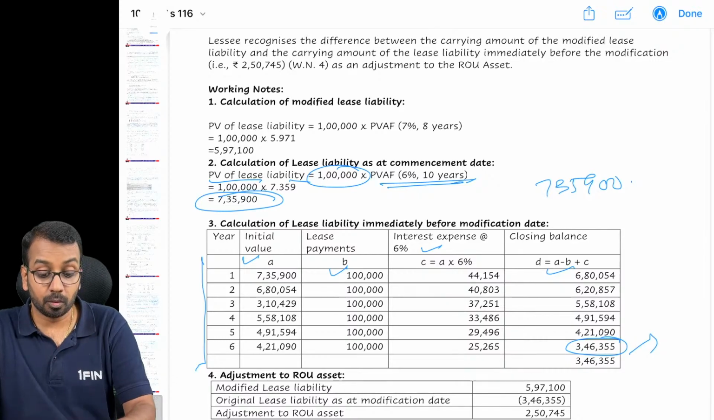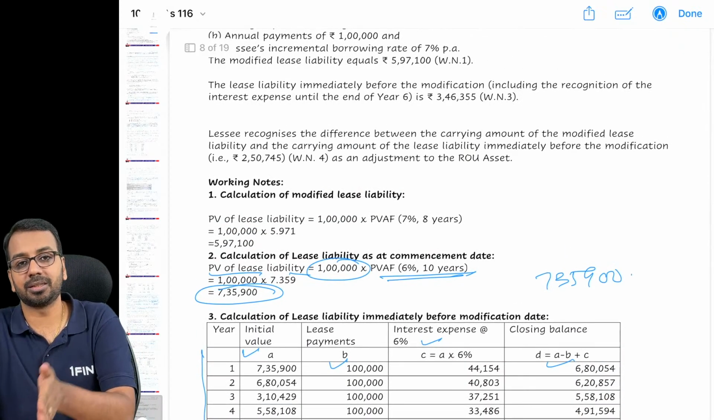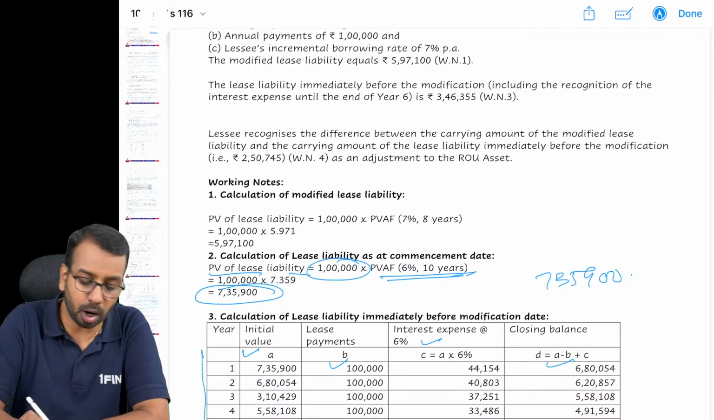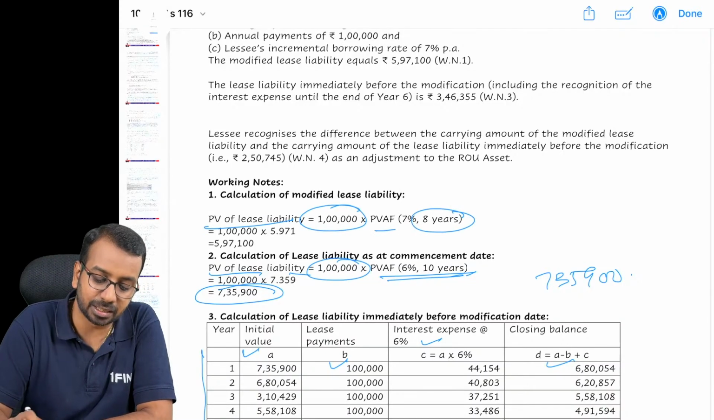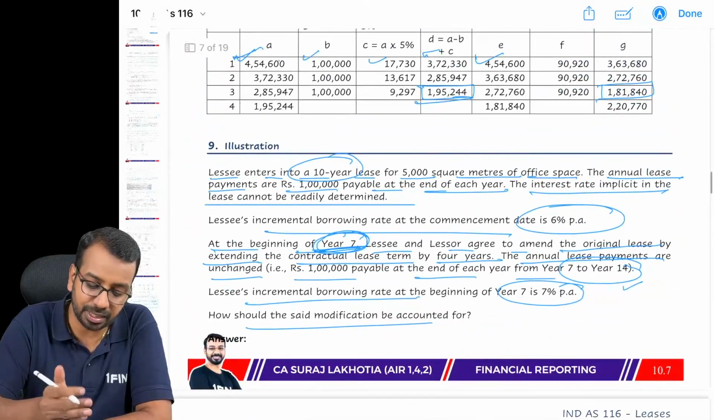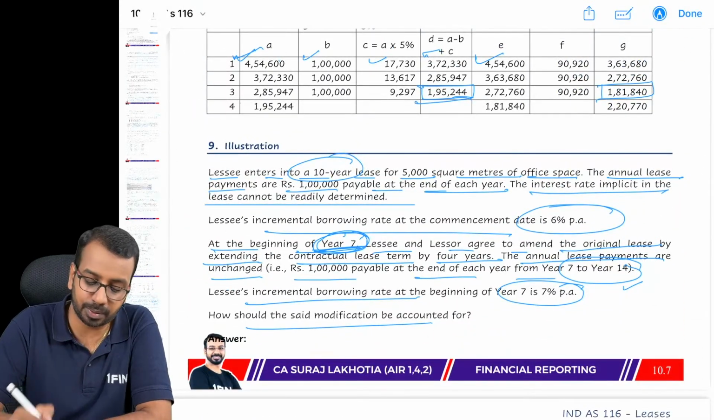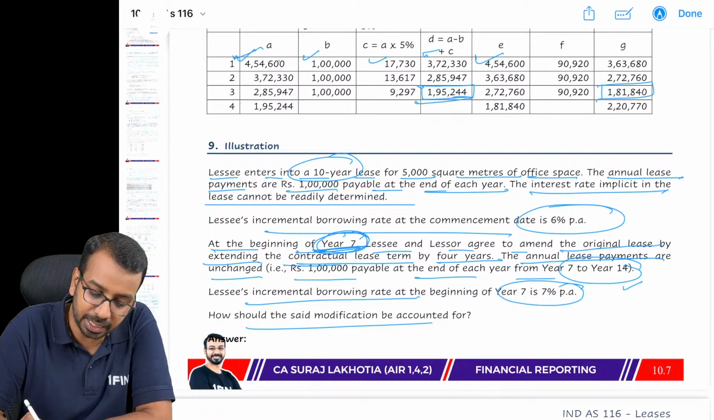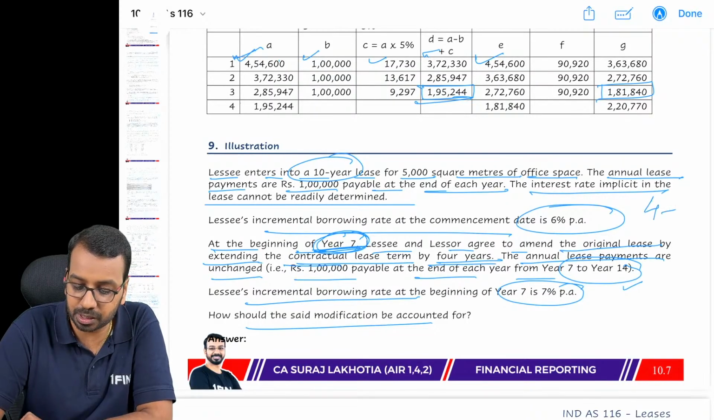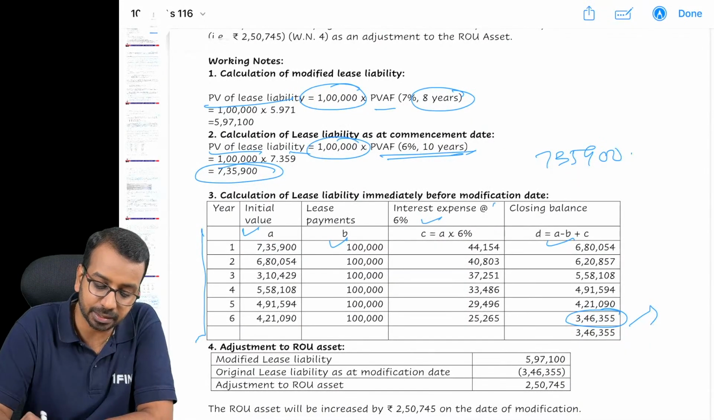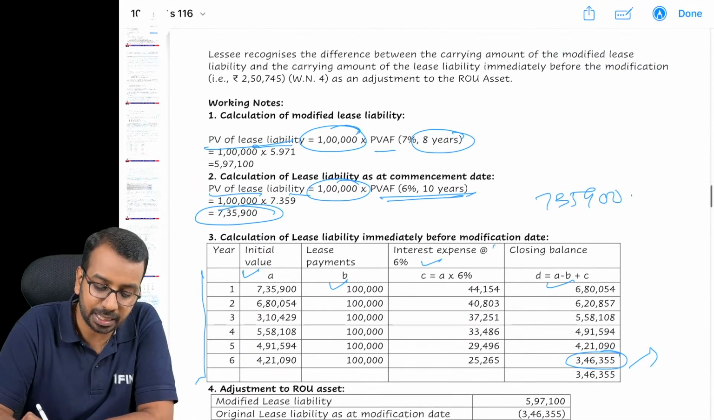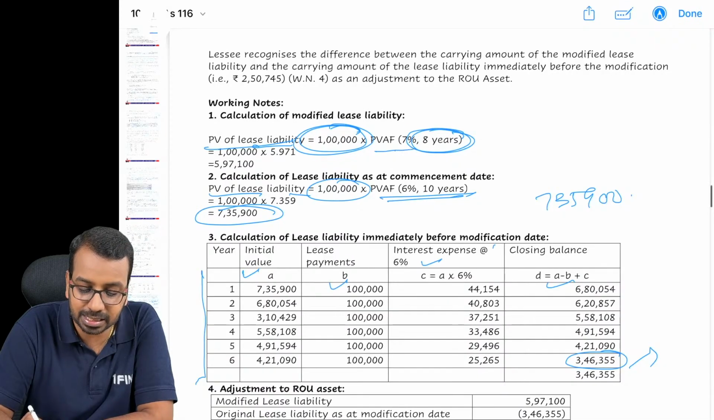Now, what has changed? The term has changed. The term has been extended. What is the new liability? New liability is 1 lakh for 8 years. How 8 years? 6 years have completed. We extended the term by 4 years. So 4 years original plus 4 years revised. The total term is now 8 years. So the modified liability is 1 lakh for 8 years at 7%.